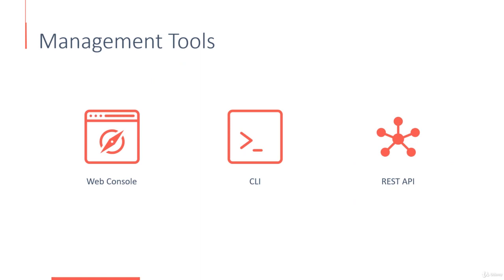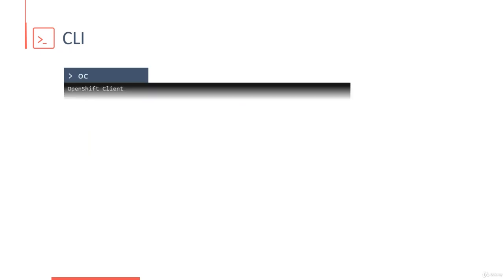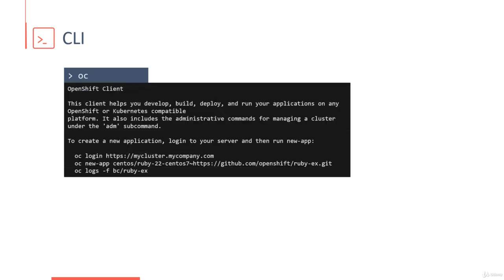The second, and an important management tool, is the CLI. OpenShift provides the OpenShift client, or the OC tool, for command line management. This tool can be downloaded from the OpenShift website. However, it comes pre-packaged with the Minishift utility.